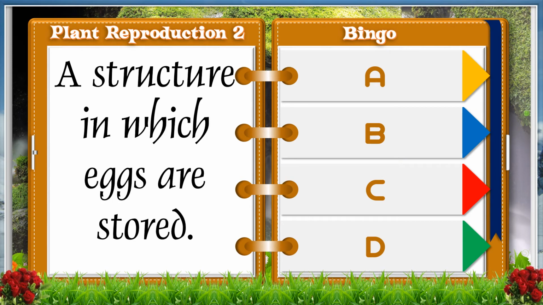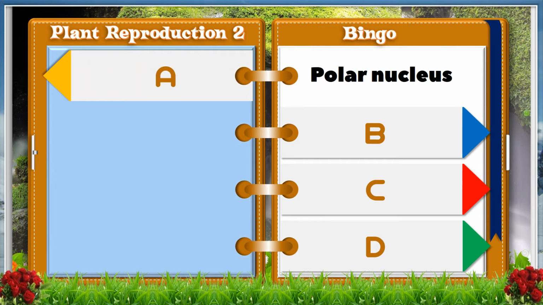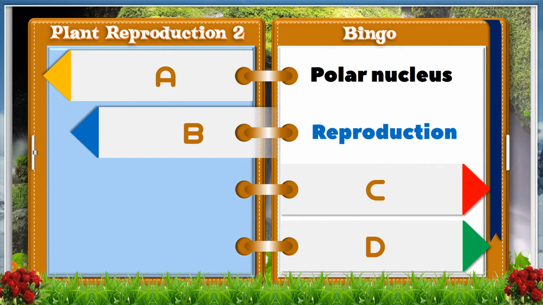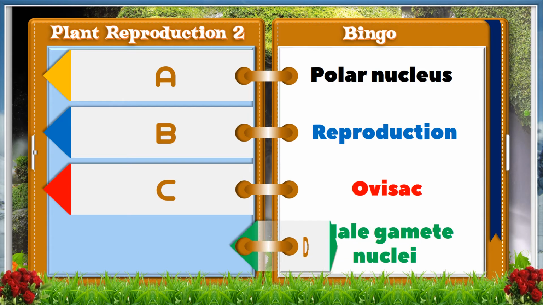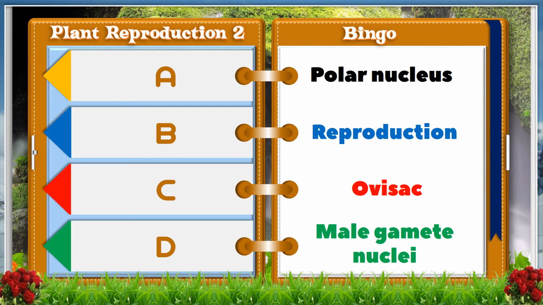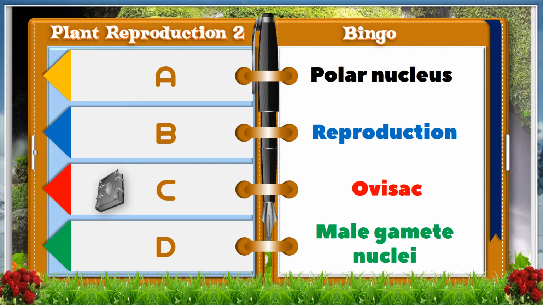A structure in which eggs are stored. A. Pollen nucleus. B. Reproduction. C. Ovisac. D. Male gamete nuclei. And the answer is C. Ovisac.